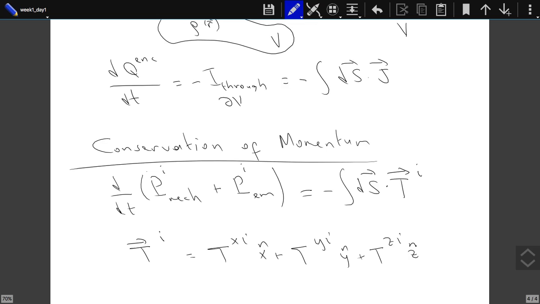You see, we need 9 expressions to describe the momentum flow. In which direction does the X component of momentum flow? It will have an X component, Y component, and a Z component. For the flow of the X component of the momentum, I have 3 numbers. So for the X component of momentum, I have a momentum flow which is a vector. For the Y component, I have a momentum flow which is a vector. For the Z component, I have a momentum flow which is a vector. So for each i, this is a vector.